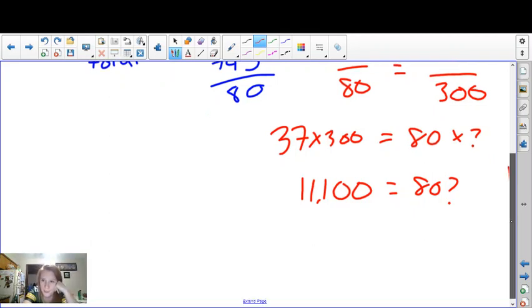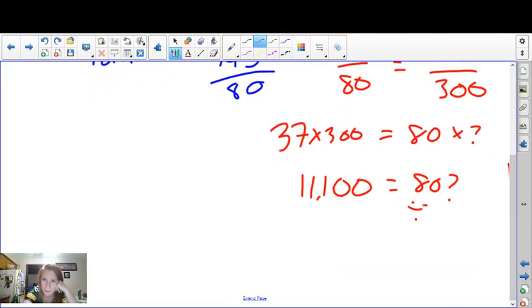And I know that my 80 and my question mark are being multiplied, so to undo that multiplication, I simply divide. And this gives me about 138.75. Now, this is where I differ from what the book says, and here's why.